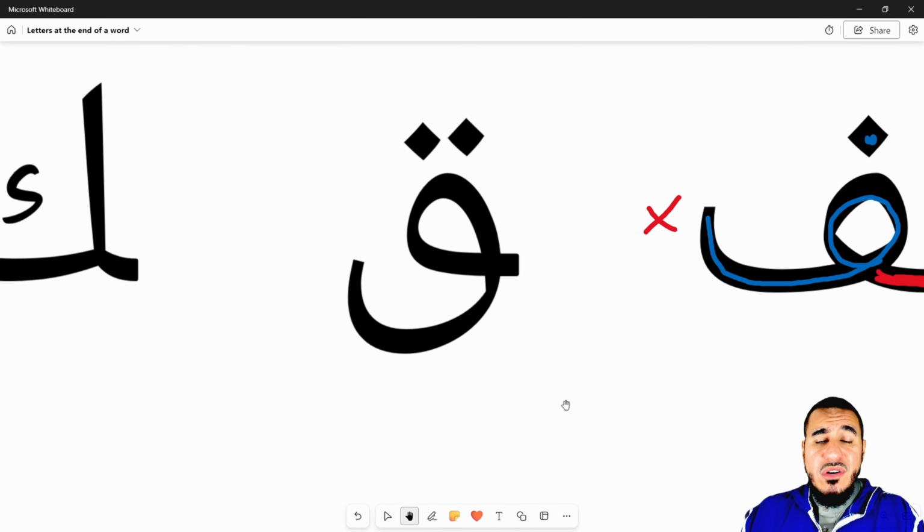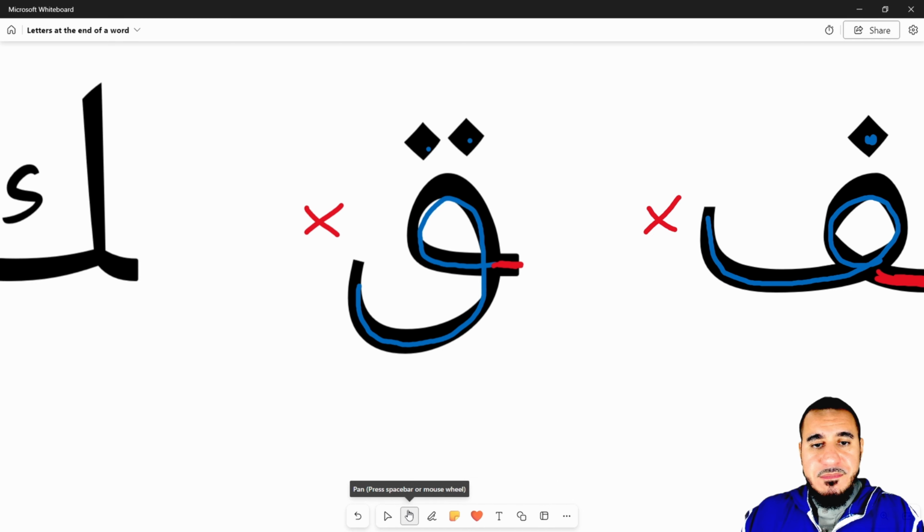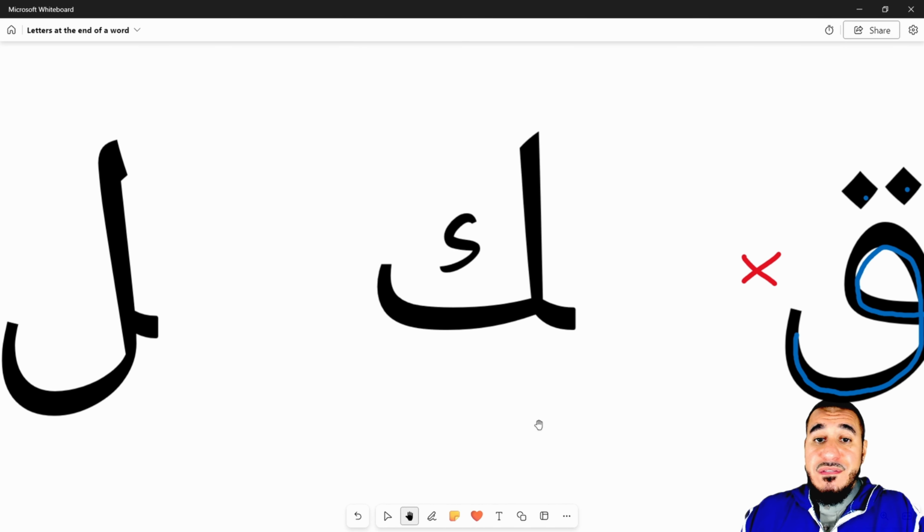And of course, no letter would come after it. And the same as well for the qaf. When the qaf is by itself, it has this shape here, the same sort of shape that we've got here with the two dots above it. However, we've got this little tail before it so that it can physically connect to the letter before it. But because it's at the end, no letter would connect to it. Very straightforward.